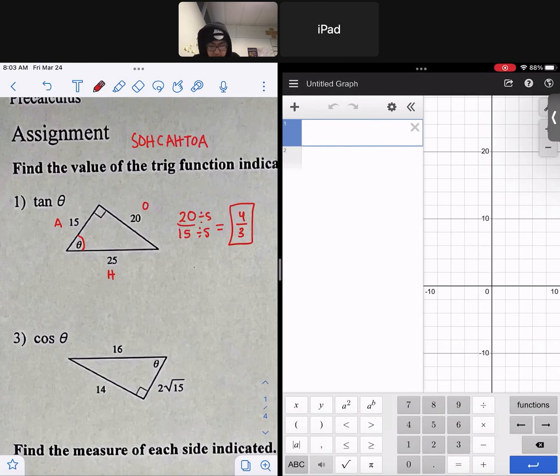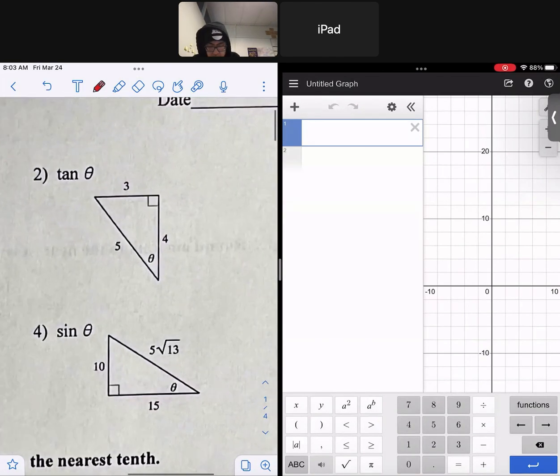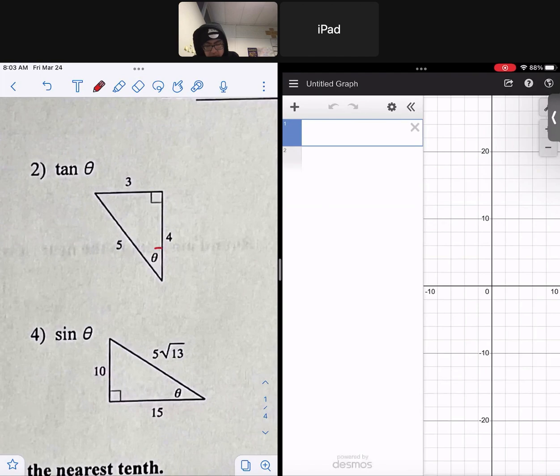So that's number one. Number two, again, trying to find tangent. In the perspective of that angle, opposite, hypotenuse, and adjacent. Just remember, opposite is always the furthest side from the angle. Hypotenuse is always across from the 90 degree, and then adjacent is just a side length right next to the angle. So again, we're using tangent, so it's going to be TOA, right? So opposite over adjacent, can't simplify that, so that's what you would have.